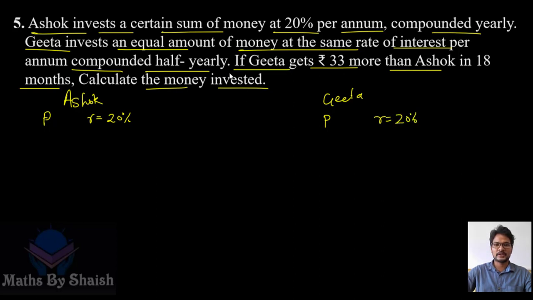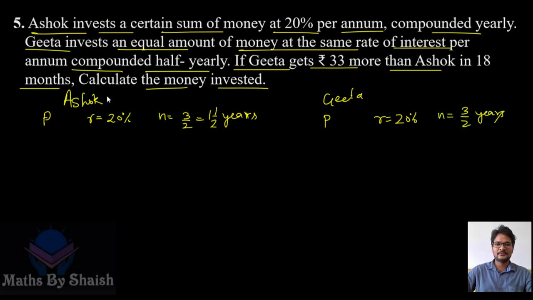Then comes the time. The time is given for the certain sum of money as 18 months. So N is 3 by 2, that is 1 and 1 by 2 years. 18 months means 1 complete year and half year. So these are the data here. N is 3 by 2 years.